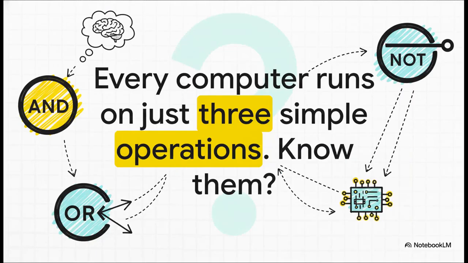I mean, seriously, think about that for a second. It's kind of wild. Every single thing your computer does, from running the most advanced AI model to you just browsing the web, it all boils down to 3 super simple ideas: AND, OR, and NOT. This is literally the language computers use to think, and we're about to become fluent.